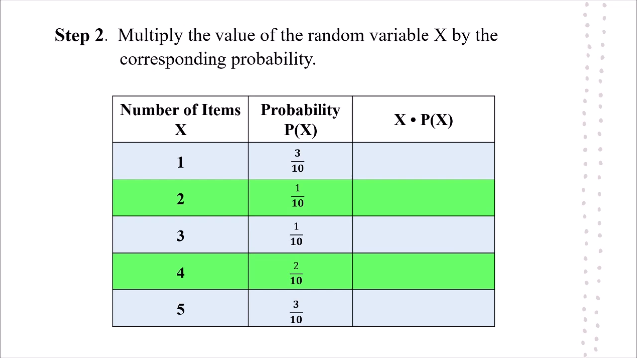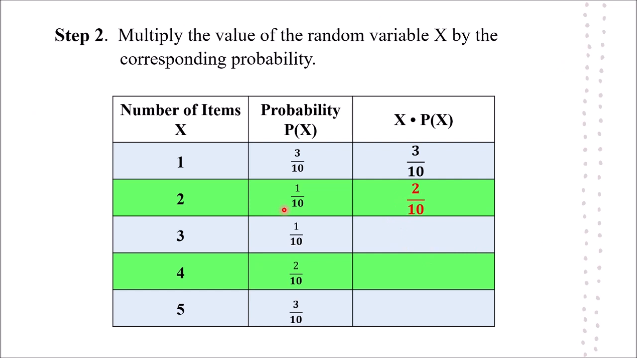The next step is to multiply the value of the random variable x by the corresponding probability. We will do it horizontally. First, let's multiply 1 and 3 over 10. The product is equal to 3 tenths. Next, we multiply 2 and 1 over 10. You can grab your calculator with you so that you can check if our procedure is correct. That is equal to 2 over 10.